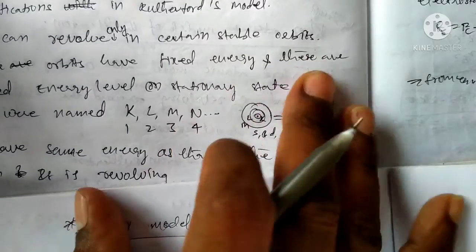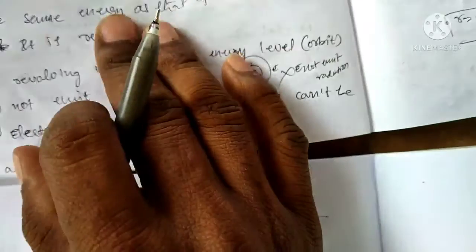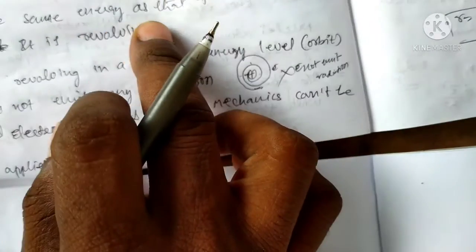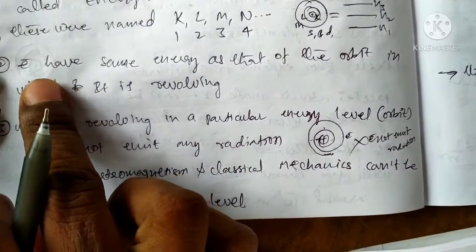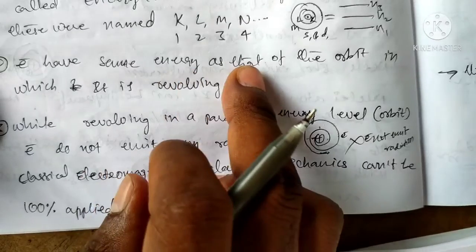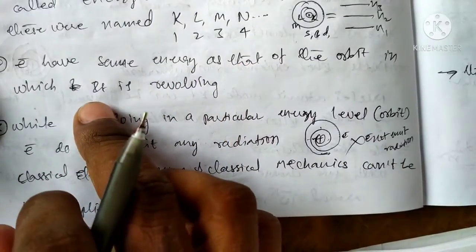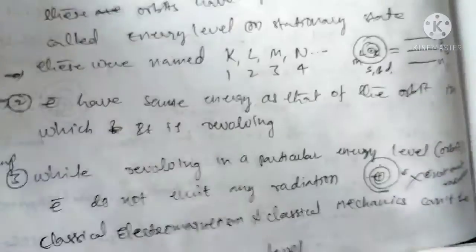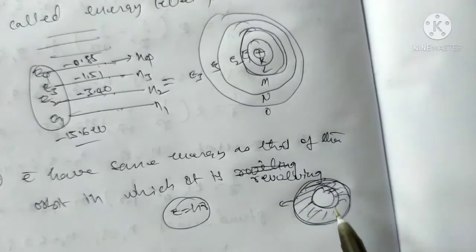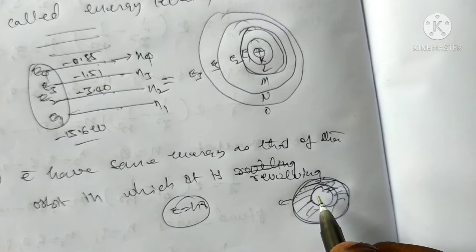That is the first postulate. And also the electron has the same energy as that of the orbit in which it is revolving. Only at a fixed, suitable wavelength can the electron be revolving. Only suitable. It is the second step.